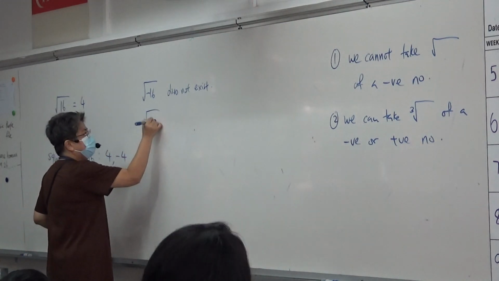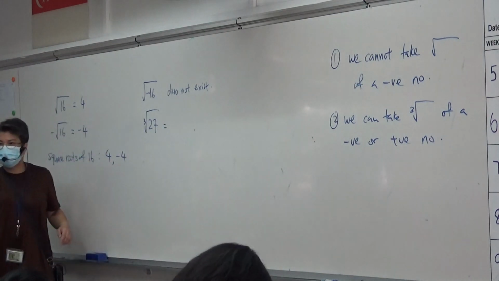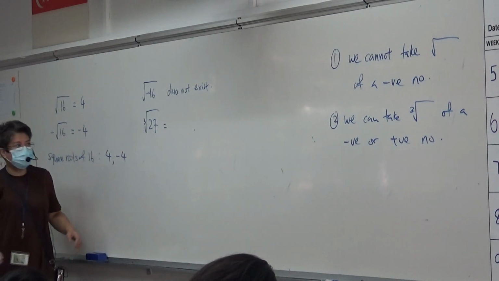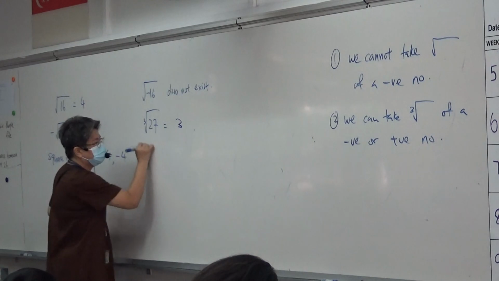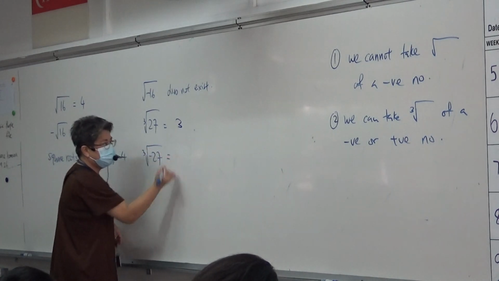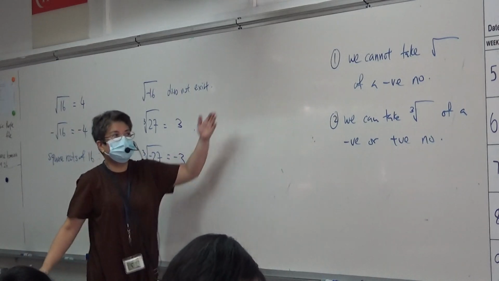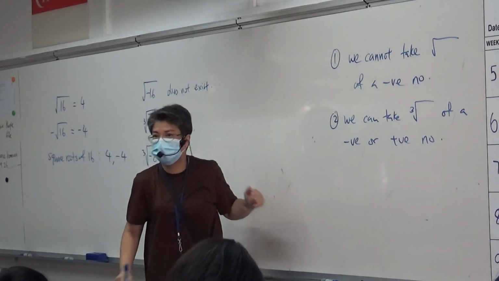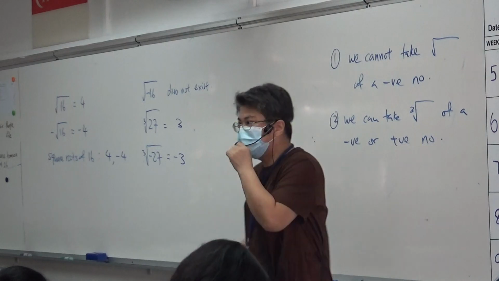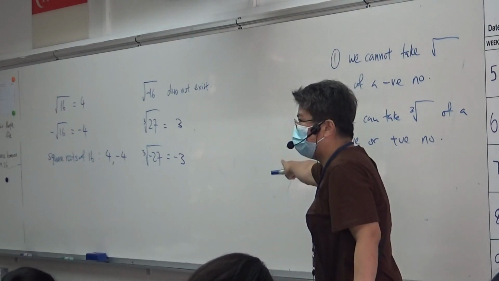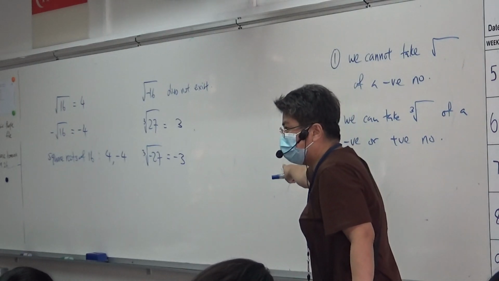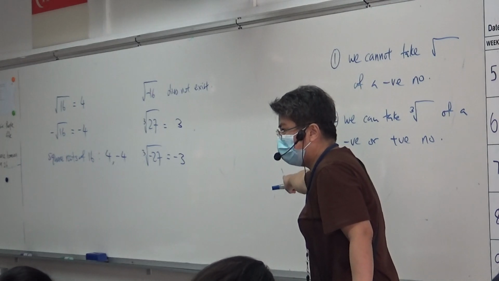Can I find this? What is it? 3. Very good. Can I find this? What is it? Negative 3. So this is actually what I've done here. Are we clear? From just now to now, actually what I've said is all over there. Are we okay so far? Can I repeat that?